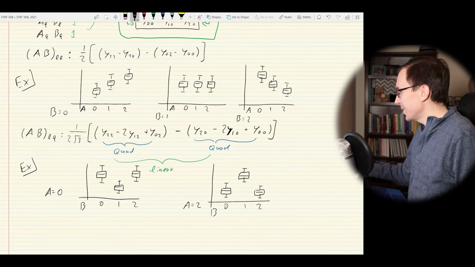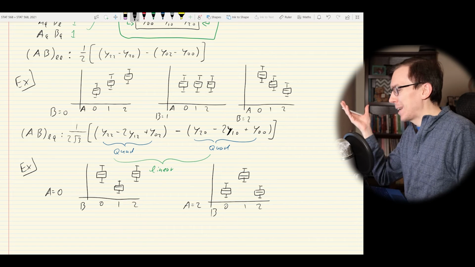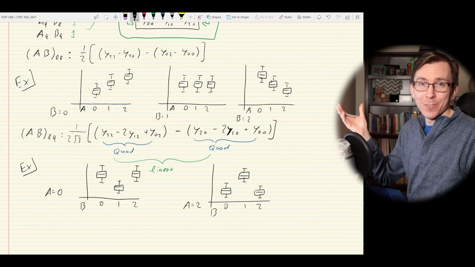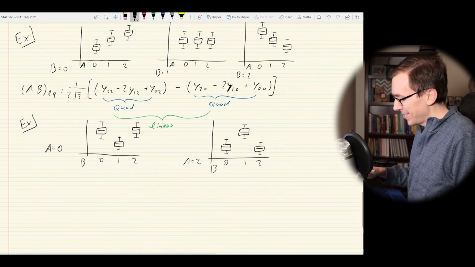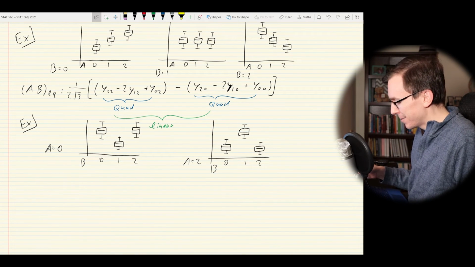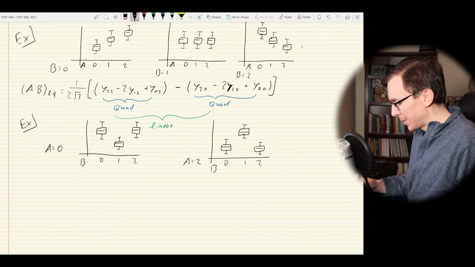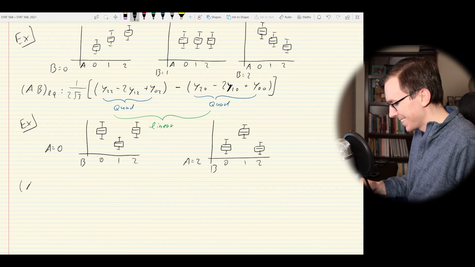Let's see, do we want to do the other two examples, or is this getting kind of boring? Well, I guess the next thing we'd talk about is a fractional factorial design, and I don't really want to start that for this lecture. So we're going to be boring and do the next two examples of polynomial contrast interactions.